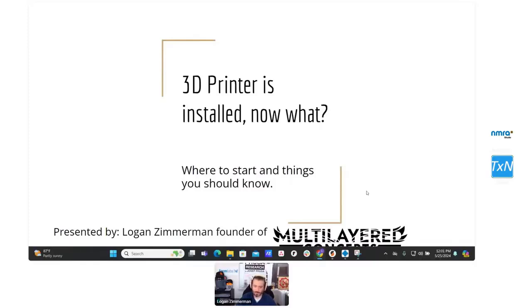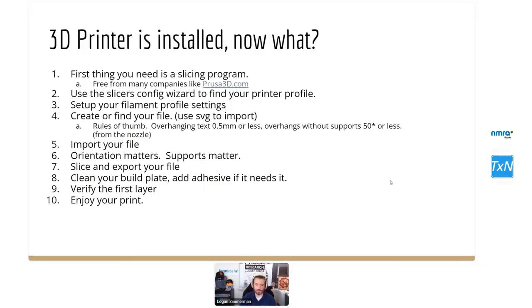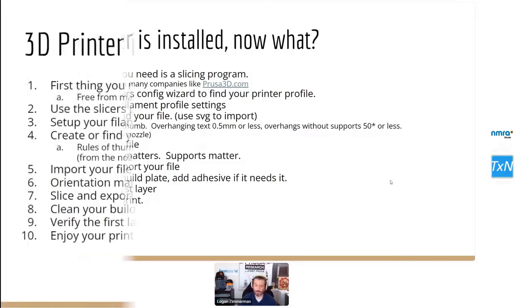The first thing that you want to think about is the slicer program. And we talked about this in the last clinic. This is basically the brains of your printer. It tells your printer what to do. You import your files, you set them up, and it gives all the parameters for your 3D printer in order to help it understand what needs to happen.